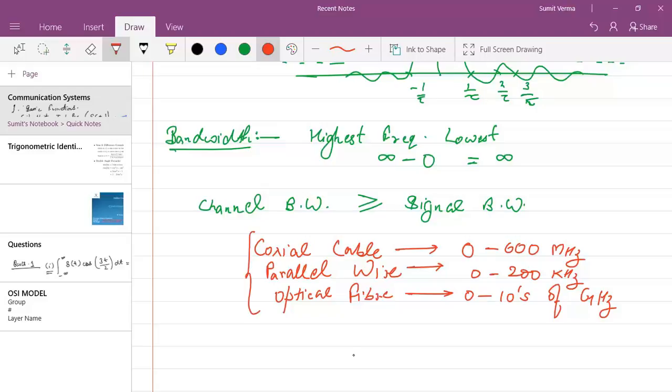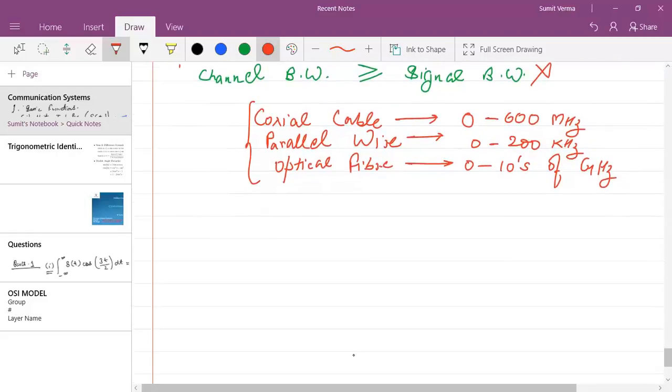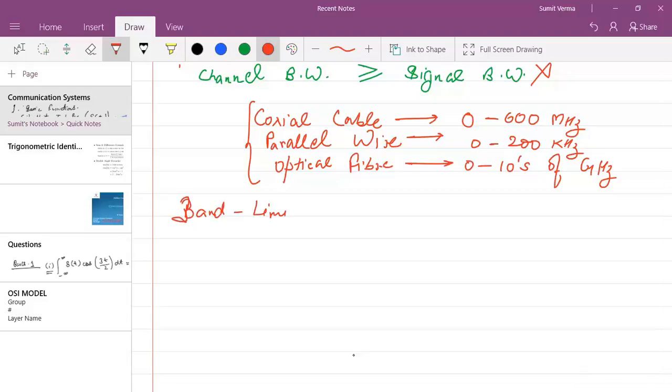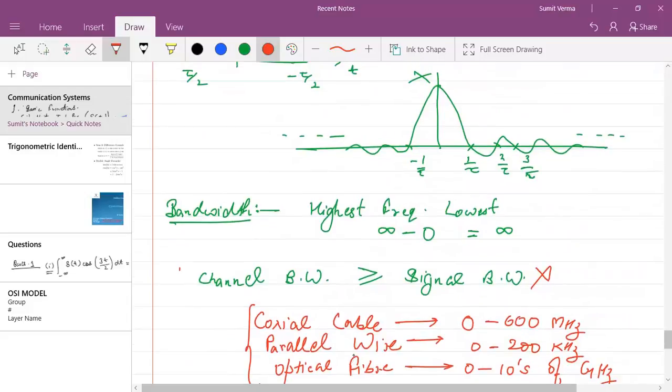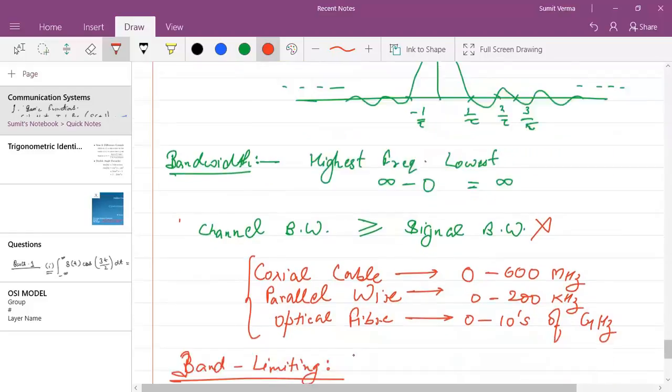But we cannot get infinite bandwidth from any practical channel. So it is practically impossible to transmit this kind of a signal. So what we are going to do is a process which is called band limiting. What is band limiting doing here? Band limiting is limiting an infinite band signal to a finite band. This is an infinite band signal because it has an infinite bandwidth.